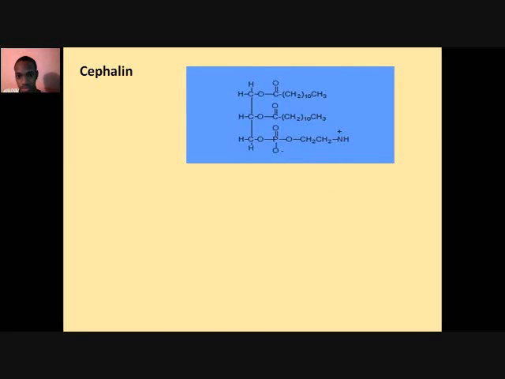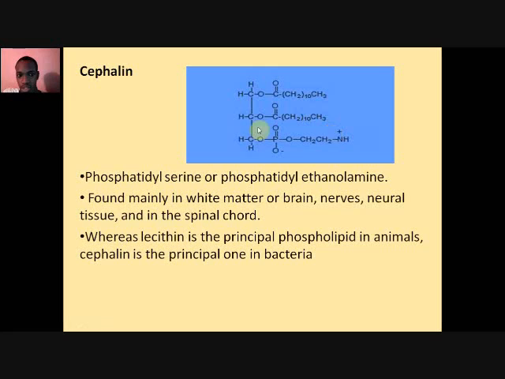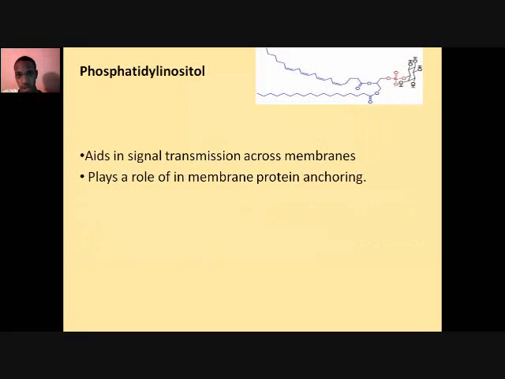Now cephalin. Once again, you have two fatty acid chains and this molecule attached here. And here we see that this molecule could either be phosphatidylserine or phosphatidylethanolamine. Now anytime you see something with the prefix ceph, it relates to the head. So cephalin is found mainly in the white matter of the brain, nerves, neural tissue, and the spinal cord. Now, whereas lecithin is the principal phospholipid in animals, cephalin is the principal one in bacteria.